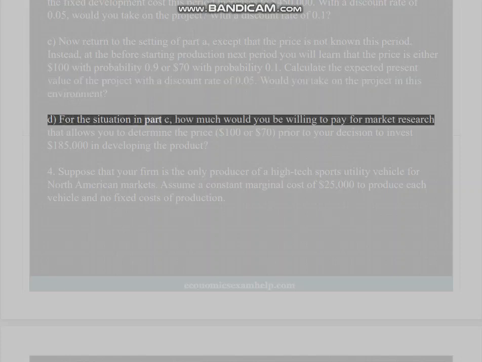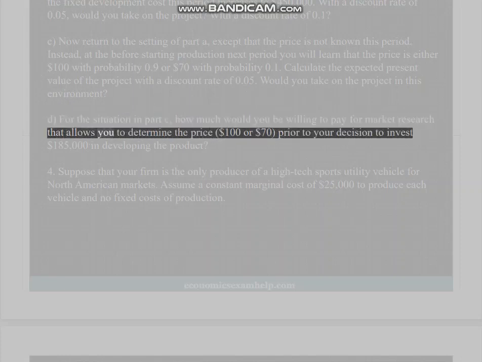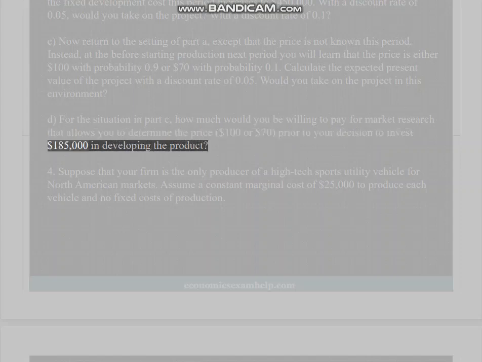D. For the situation in Part C, how much would you be willing to pay for market research that allows you to determine the price, $100 or $70, prior to your decision to invest $185,000 in developing the product?